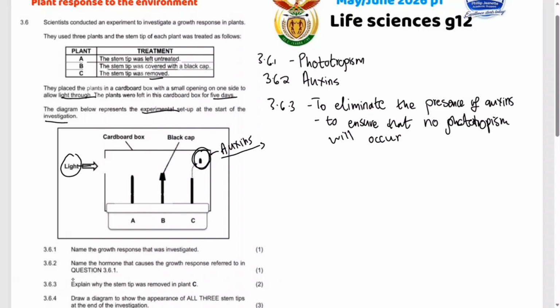So that is why, when they ask to explain why the stem tip was removed in plant C, the answer is to eliminate the presence of auxins, to ensure that no phototropism will occur. Or someone might say to ensure that there is no bending of the stem towards the light, because phototropism is the growth of a plant towards the light.